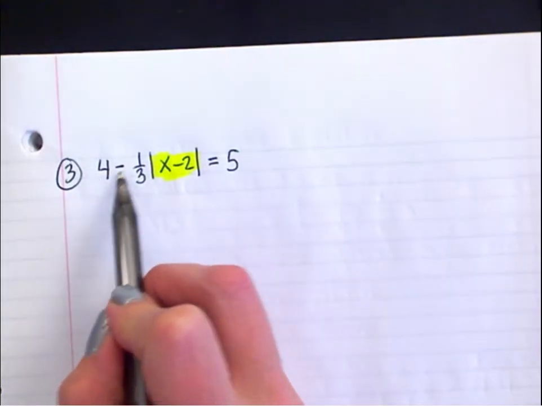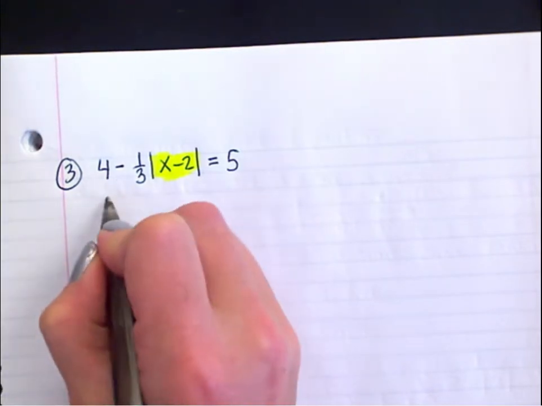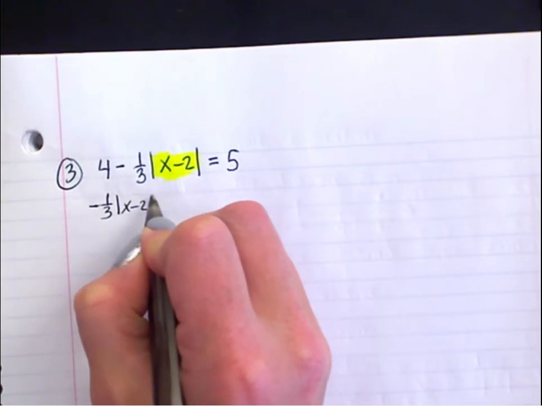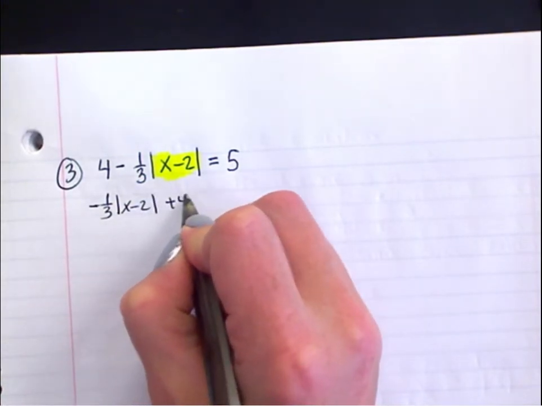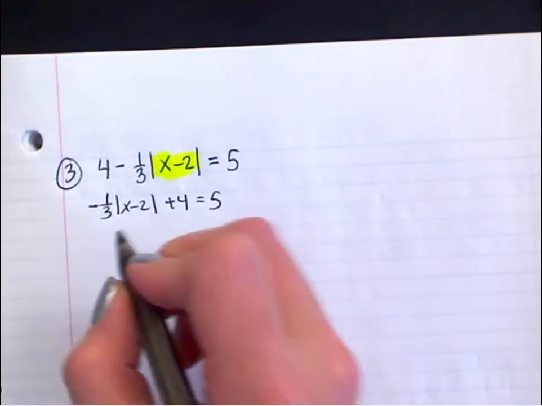Okay, so see that 4 minus 1/3? There's no grouping symbols there. If it helps you, I mean, that's a +4, guys. It's a +4. It's a negative 1/3 times the absolute value. I just put it in a different order. Do you see the transformation on the left side? Yeah, okay. Let's solve. I'm going to isolate my distance.